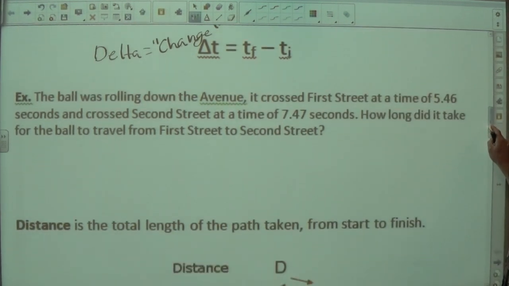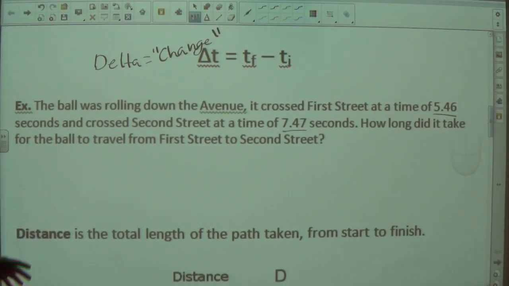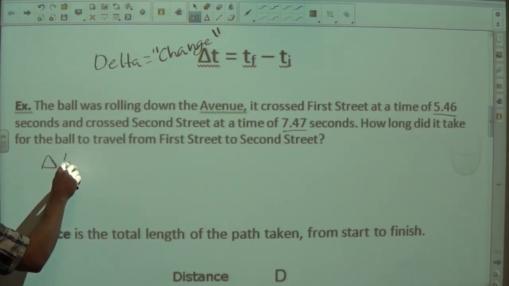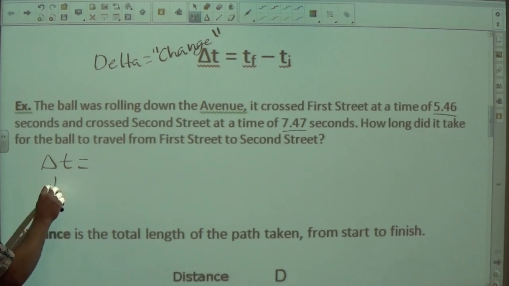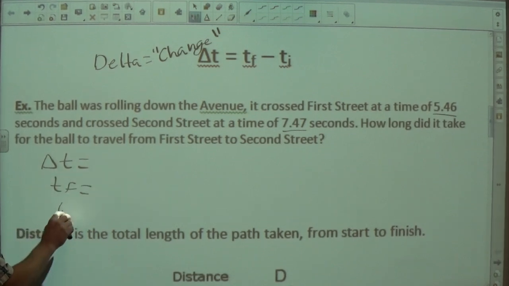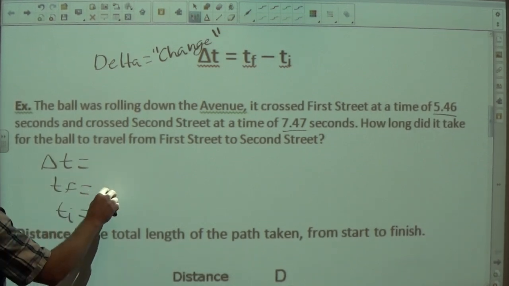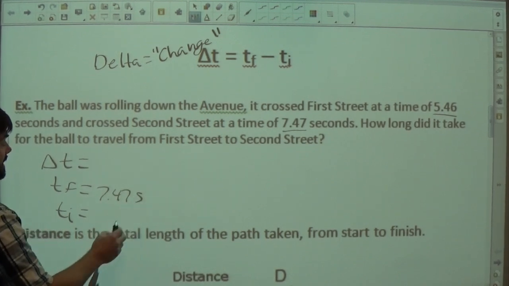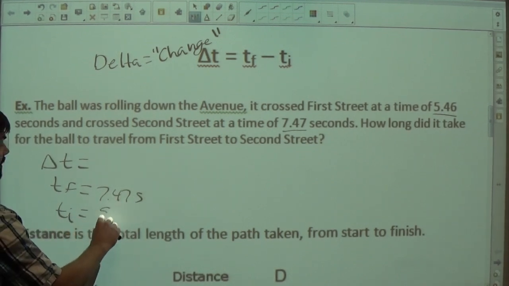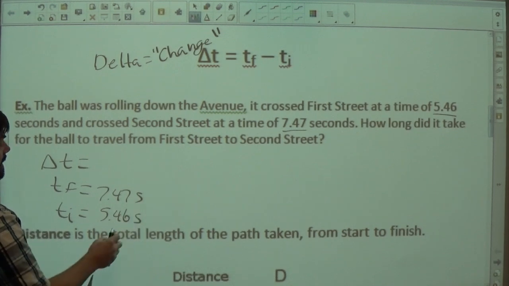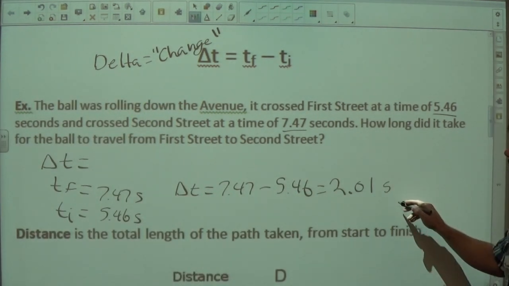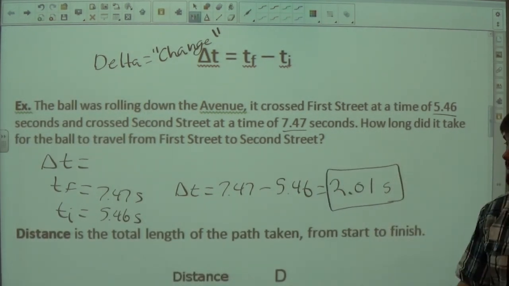So the example problem that's given, if you're going to list all of the variables and you want to find change of time, you're going to list time final, time initial. Time final is 7.47 seconds. Time initial is 5.46 seconds. You get 2.01 seconds as your change of time.